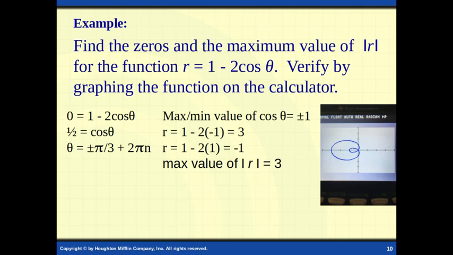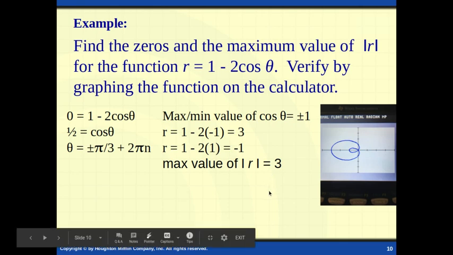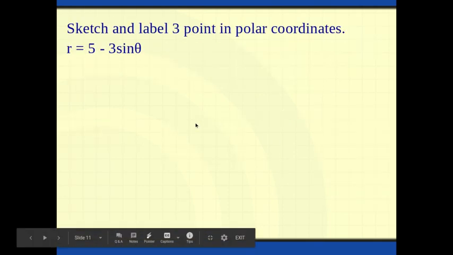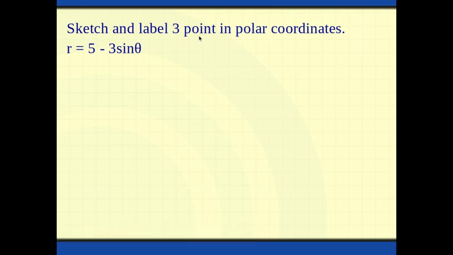Okay, so the last thing we're going to do is some sketching, and we're going to be able to use Desmos or the calculator to sketch, but sometimes we want to identify some exact points as well. So some of the questions on your homework are going to ask you to do this. It says to sketch and label 3 points in polar coordinates for this function, r equals 5 minus 3 sine theta. So the first thing we're going to do is sketch it, and you can use Desmos or you can use the graphing calculator.